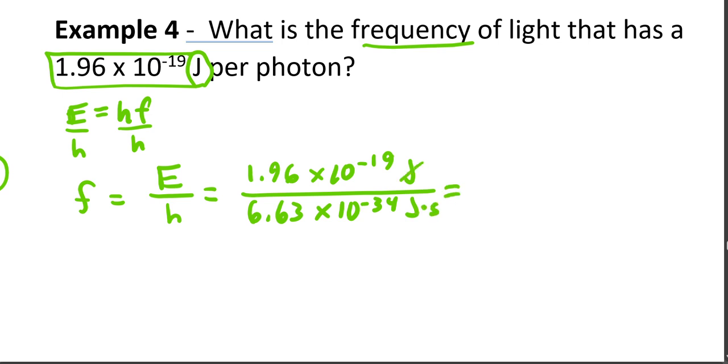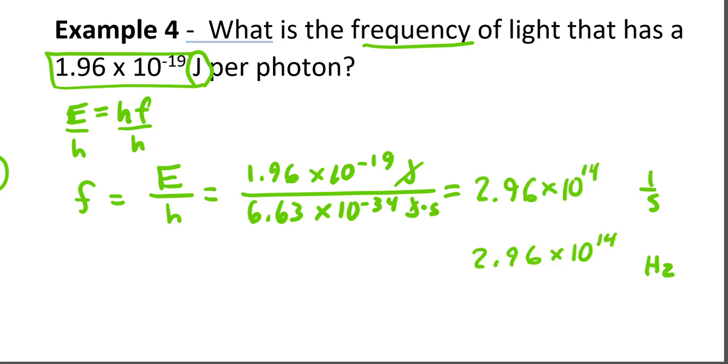You can see our units, after the joules cancel, are going to come out in per seconds, which is what they should be. That's the same as hertz. That's what the units should be when we get the math done with the calculator. Calculator says 2.96 times 10 to the 14th per seconds, or you could call that 2.96 times 10 to the 14th hertz.